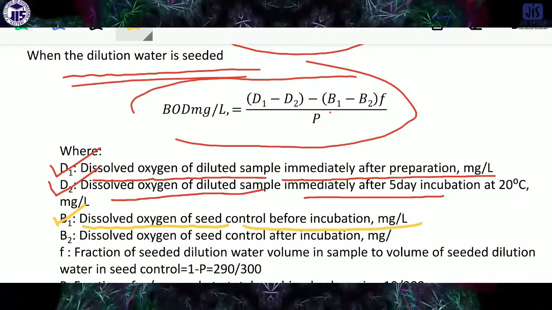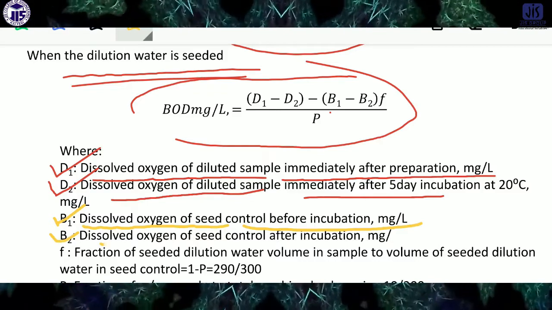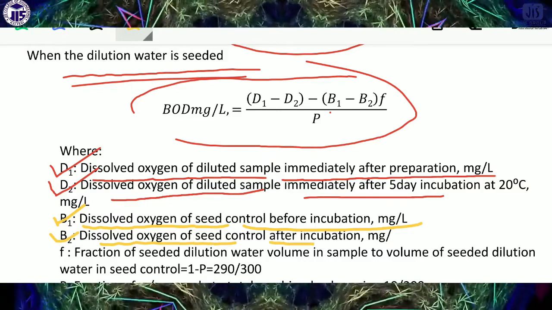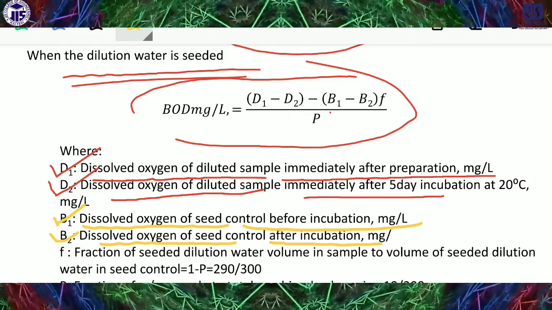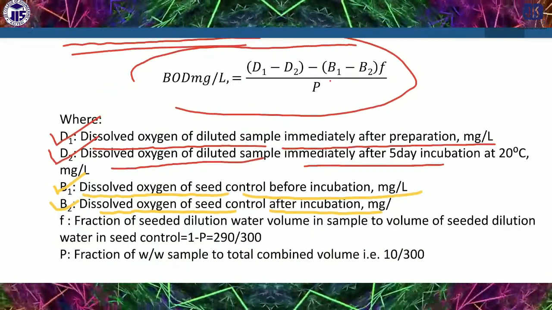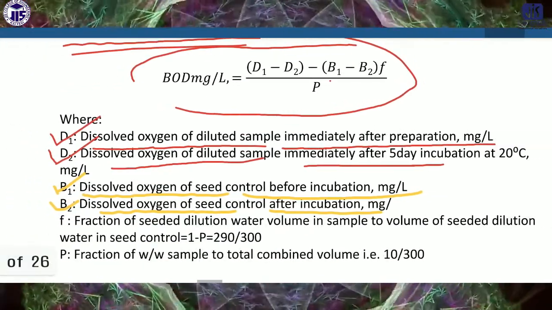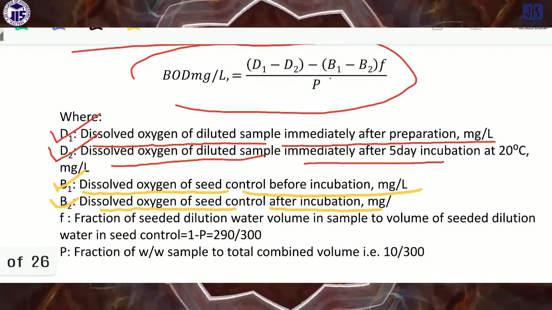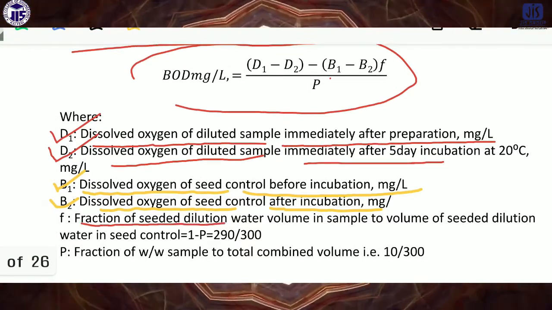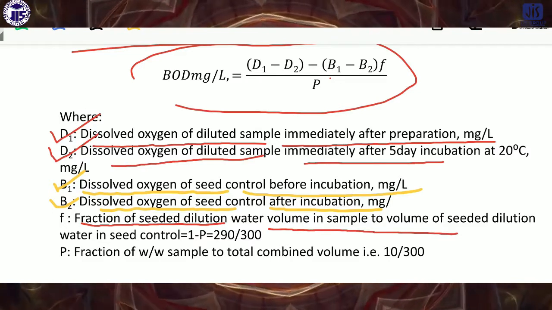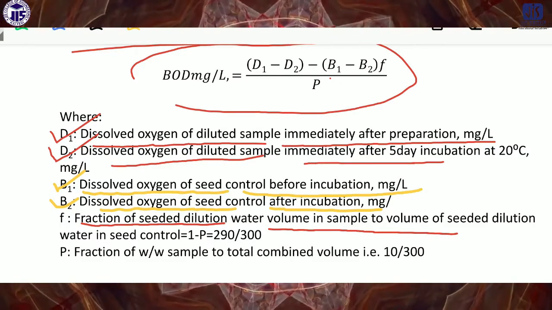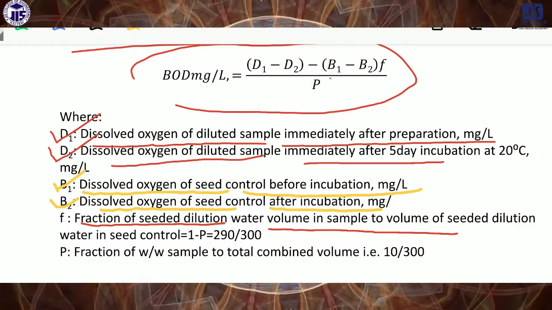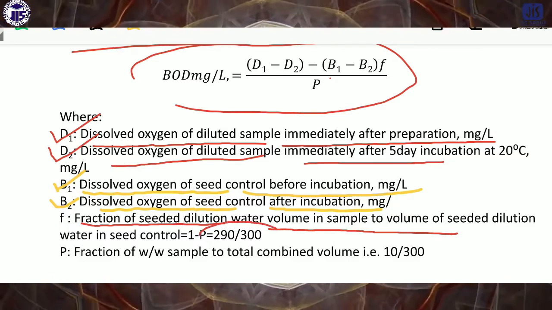Okay, and what is B2? B2 is the dissolved oxygen of the seed control after incubation. And what is F? F is the fraction of seeded dilution water volume in sample volume of seeded dilution. That means the water in seed control, 290 by 300.